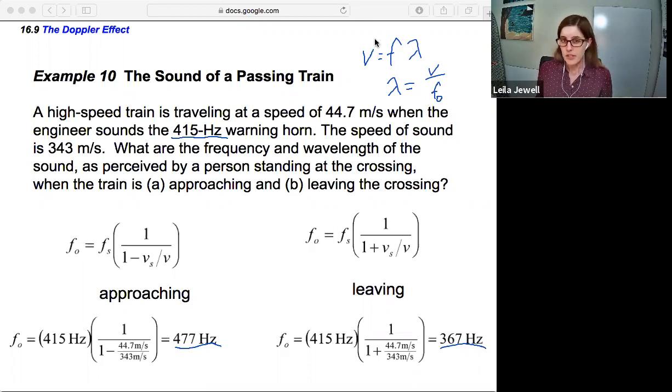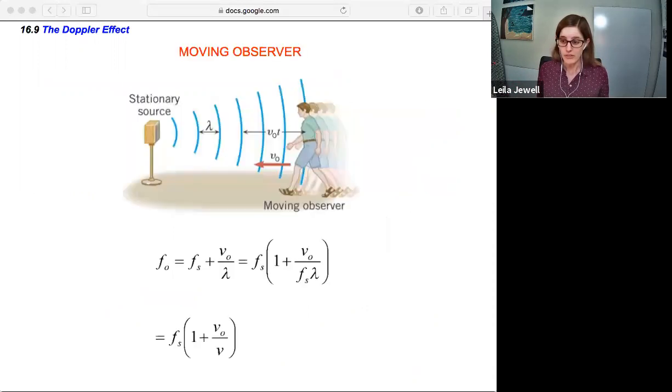Right, so this describes if the source is moving. But the Doppler effect just occurs anytime the source or the observer is moving relative to the medium. So the other case we have is if we have a moving observer. So here's a case where the observer is moving toward a stationary source. The source is now not moving, but the person is. You'll still have a Doppler effect here.